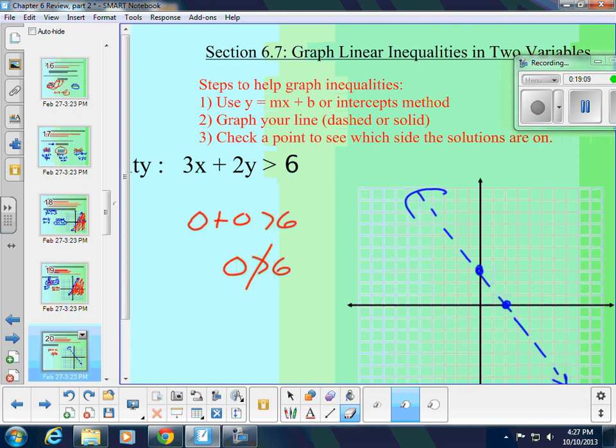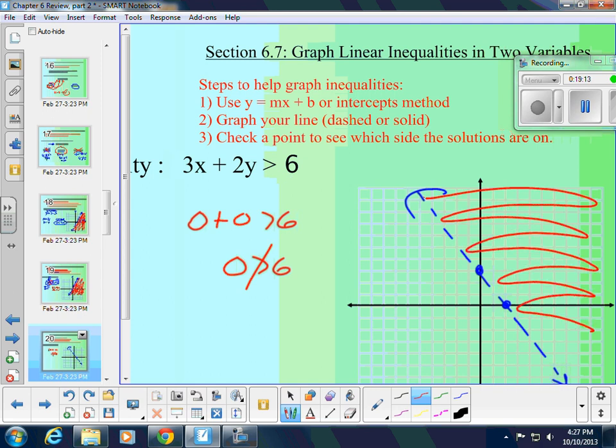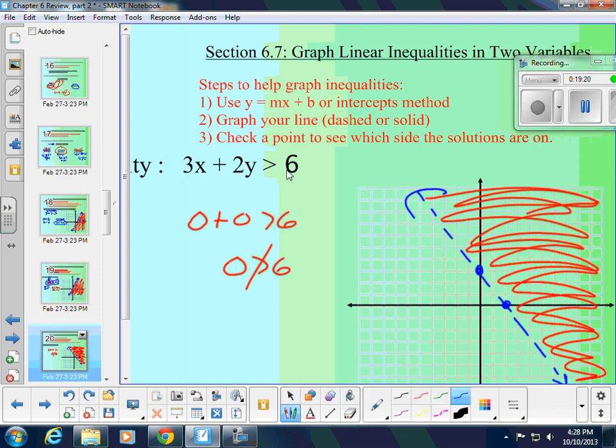So that means none of the points on this side of the line are solutions. So they must all be on this side. So I would shade in above the line in this case. Again, just showing one more time that this must work. If I pick any random point over here, let's say the point 9, 9 up here, if I put 9 in for x, I'm going to get 27. Plus 9 in for y gives me 18. Is that greater than 6? 27 plus 18? Yeah, I think that's going to be 45. That is greater than 6, so it does check out.